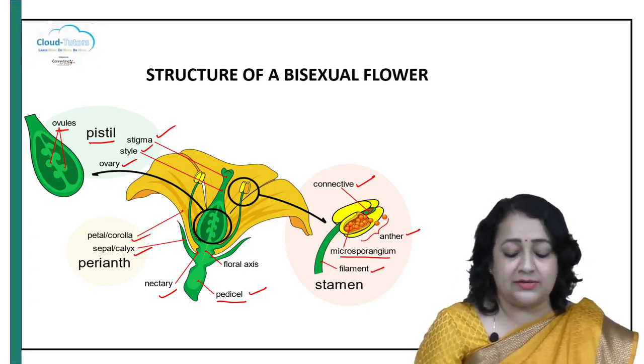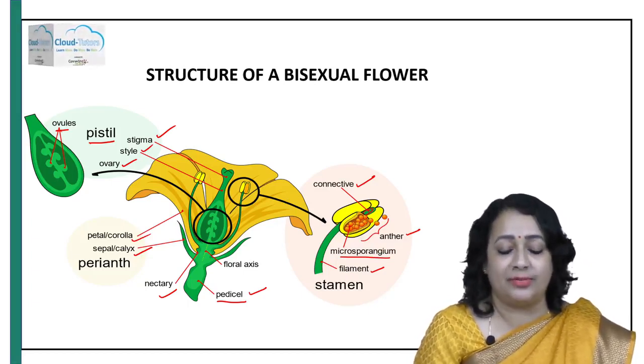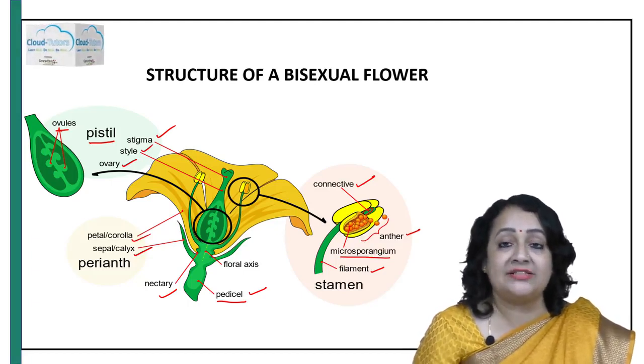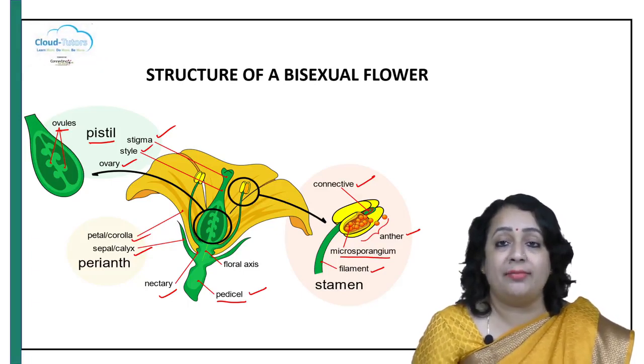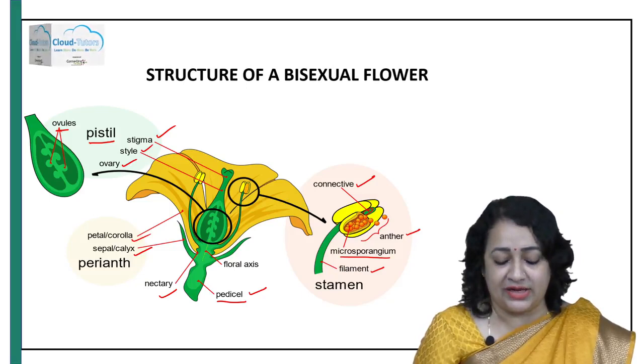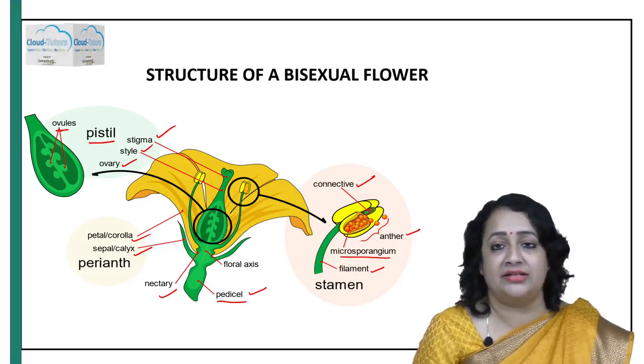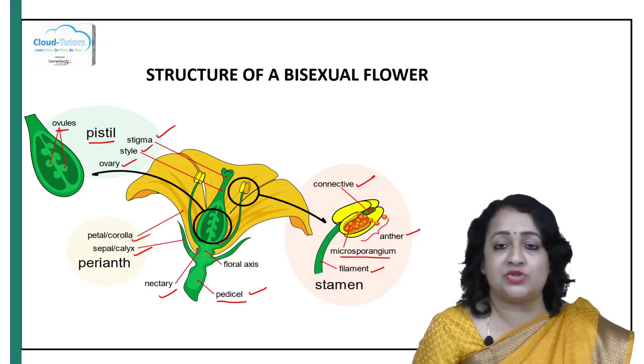So these are the parts of a bisexual flower. Why is it called bisexual? Because male and female reproductive parts are present in the same flower. That's why it is called bisexual flower.